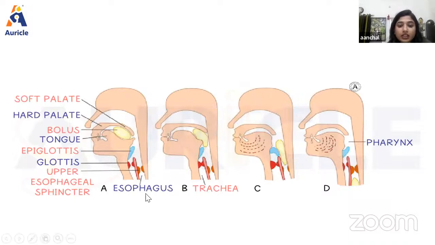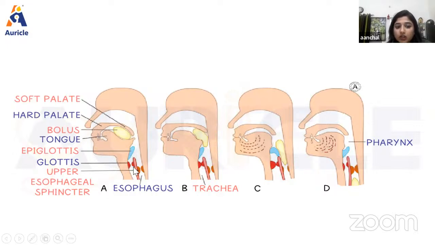As we can see, we have four diagrams. First we have the stage known as pupillary position. Then we have oral stage, then pharyngeal stage, then esophageal stage. Looking at the diagram, we have soft palate, then hard palate, then bolus. Here the bolus is present on the dorsal surface of the tongue, as we can see.